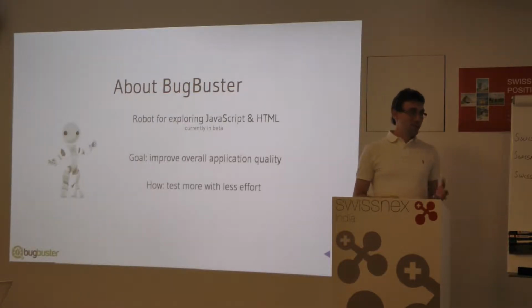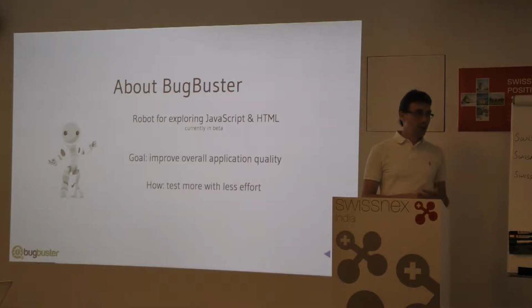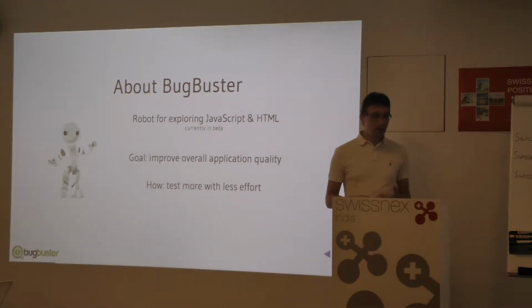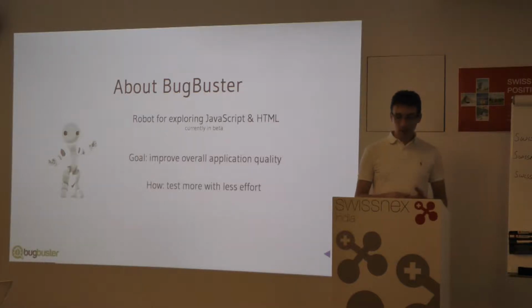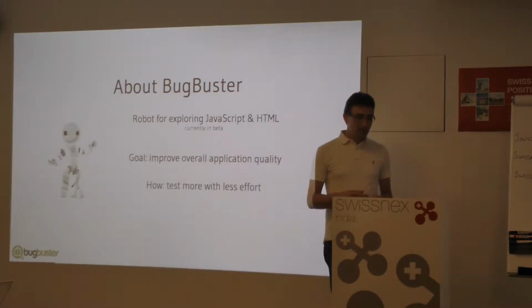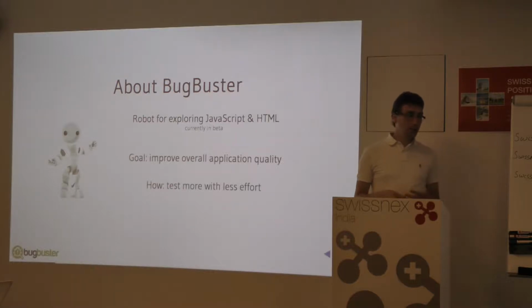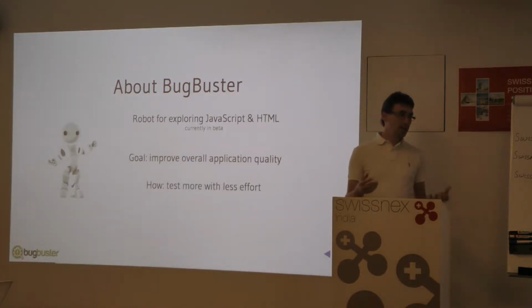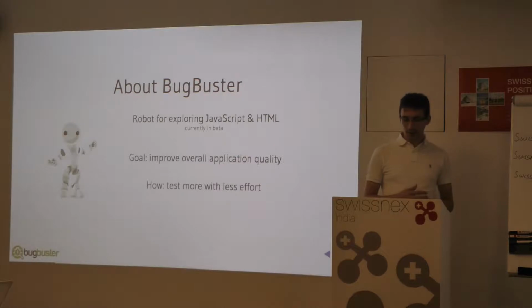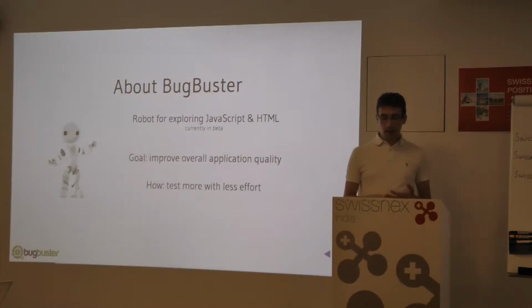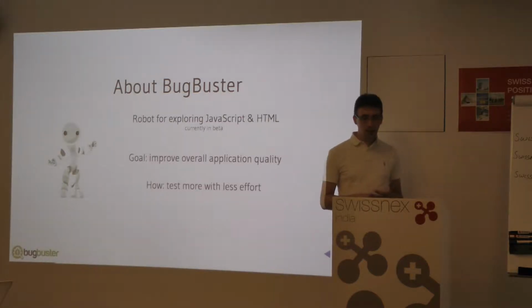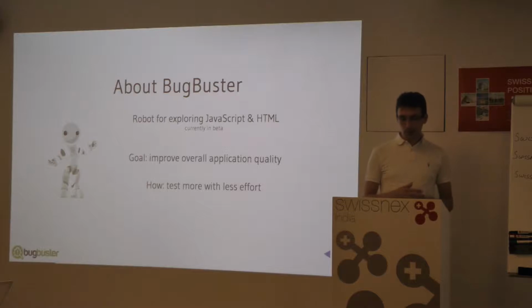So what is Blockbuster? Blockbuster is the name of our company, but it's also the name of our product. It's a robot for exploring JavaScript and HTML. We'll go into the details of it later on. Basically, the idea is to improve the quality of your application by helping you to test more with less effort. Hence the name of the workshop, automating the automated tests. It's a very new product. It's still in beta, so we launched the public beta in June. We now have 300 users, so it's going pretty well, but it's very young.